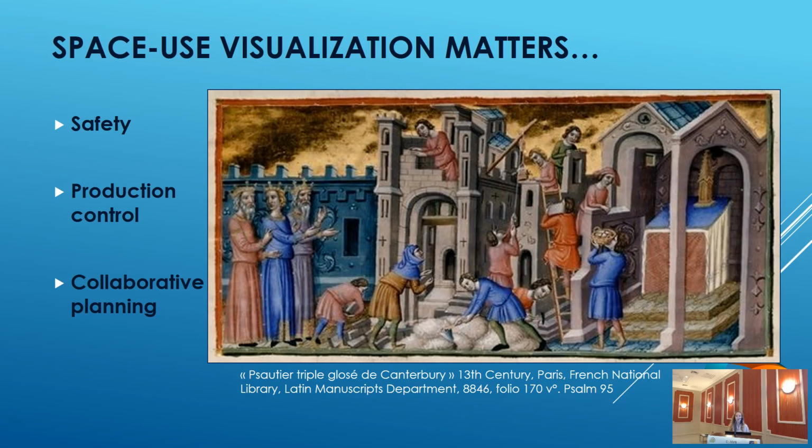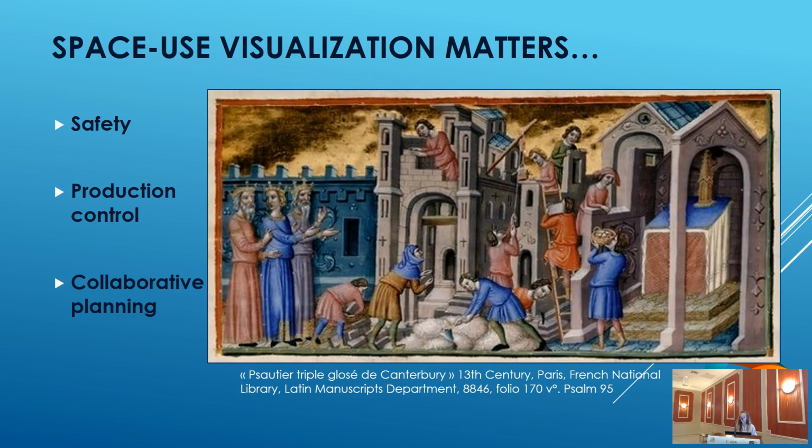On fast-track projects, it often implies that more trades are sharing the same space, or you have to increase the manpower, so it means more workers on site. And it poses safety concerns when they don't know exactly where they should be working and when the flow of trades is not very clear. Another reason is production control.